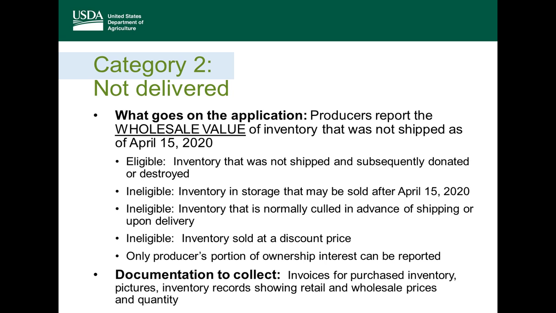And it's the same as with Category 1. Producers take a look at their invoices for the purchase of the inventory, possibly pictures, and inventory records showing retail and wholesale prices, as well as quantity.